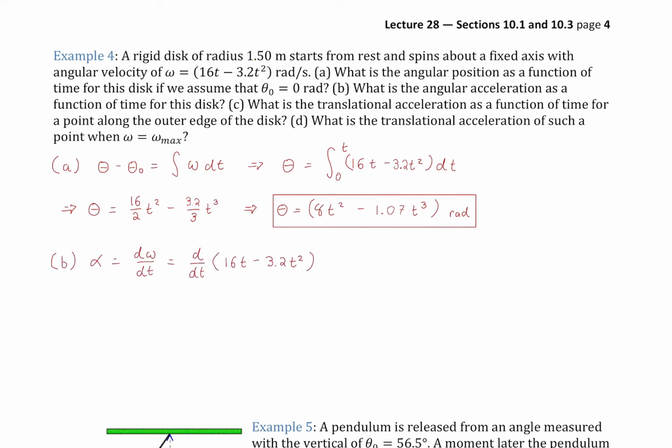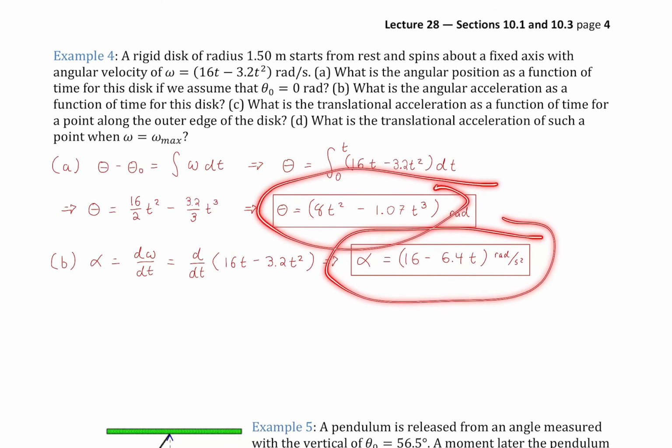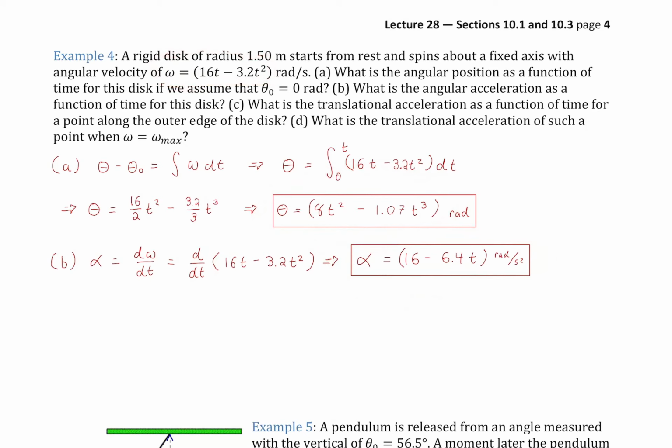Okay, now we're going to go the other way. What is the angular acceleration as a function of time for the disk? Well, angular acceleration is the derivative of omega, so we'll just take the derivative of this function. The 16t just becomes 16, and the 3.2t squared becomes 6.4t. Units are radians per second squared. Nice, we have all three of the functions. Everything we need to know about kinematics right there. It's a little bit of calculus.